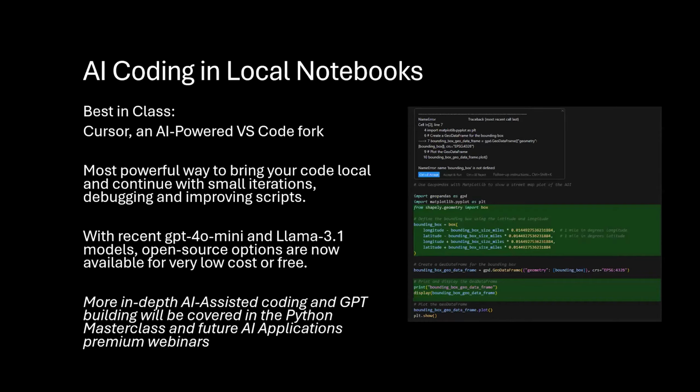Another thing we try to focus on is AI coding in local notebooks. I just wanted to point out that the best in class is Cursor. It's probably the most powerful way to bring your code local and continue with small iterations and improving your scripts, once you've gotten the main piece of it done in ChatGPT's code interpreter. And with the recent GPT-4o Mini and Llama 3.1 models, there are actually some low-cost options, so we're really excited to cover that in some of the upcoming classes.